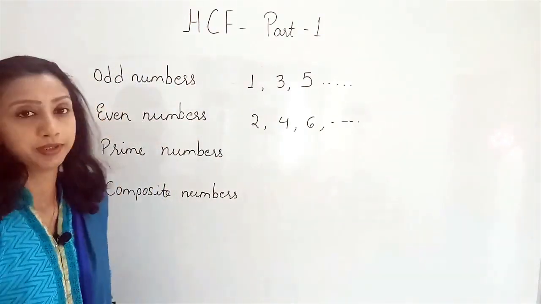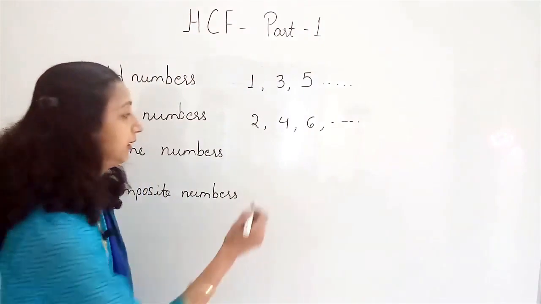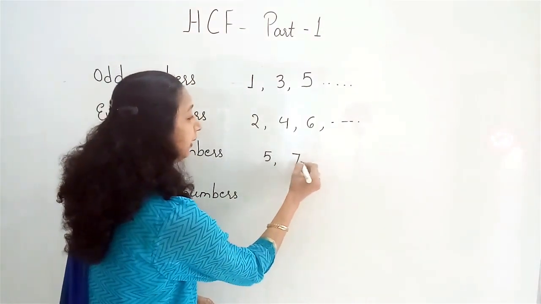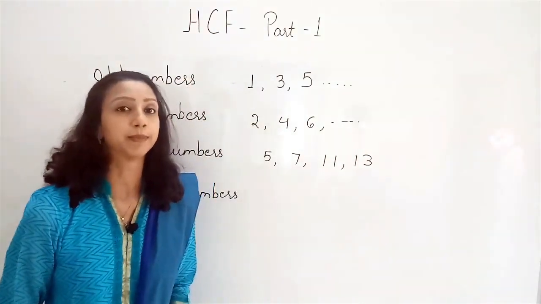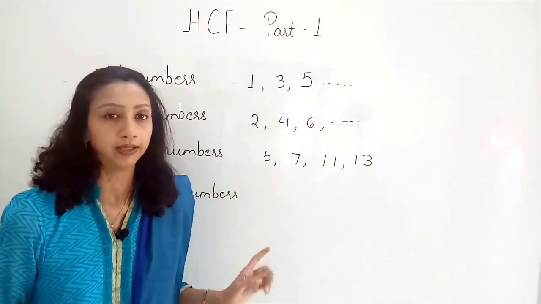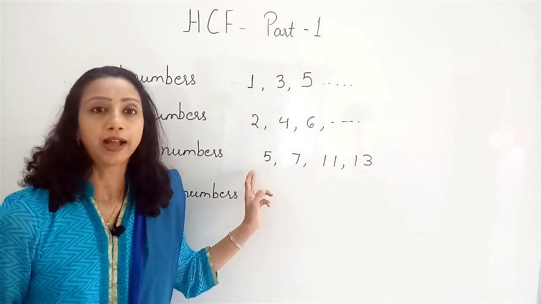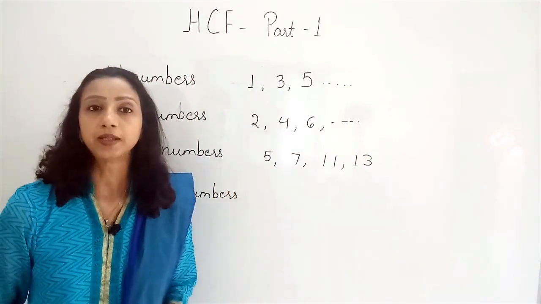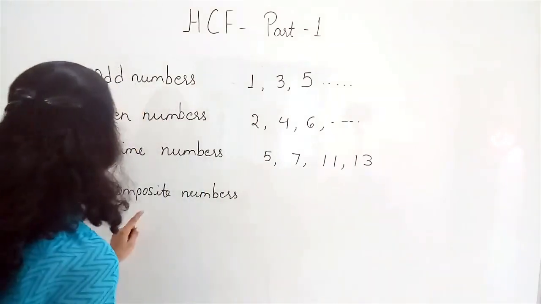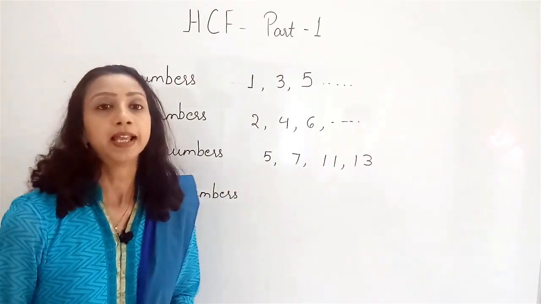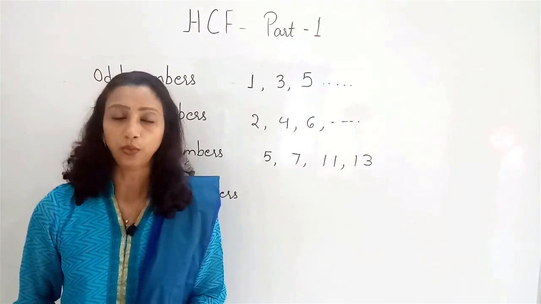And prime numbers. Prime numbers are ones which do not have any factor besides themselves and 1. Like 5 has factors 1 and 5. 7 has factors 1 and 7 only. They do not have any other factor. And composite numbers are the ones which have more than 2 factors.